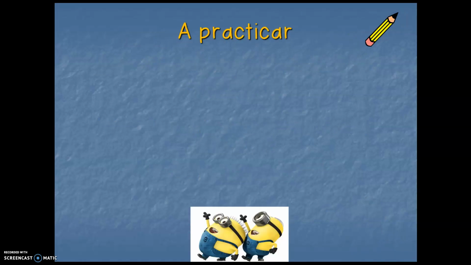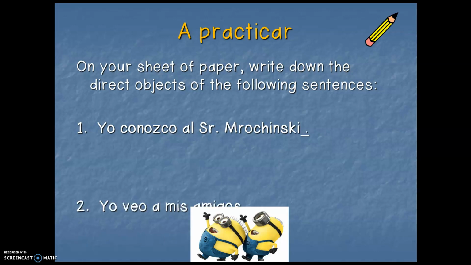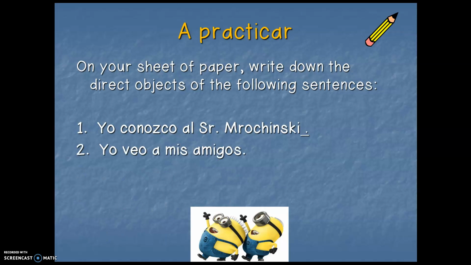A practicar. On your sheet of paper, write down the direct objects of the following sentences. Yo conozco al señor Mroshinsky. So who is it that I know in this sentence? Sí, señor Mroshinsky. Yo veo a mis amigos. Who is it that I see? Perfecto, mis amigos.